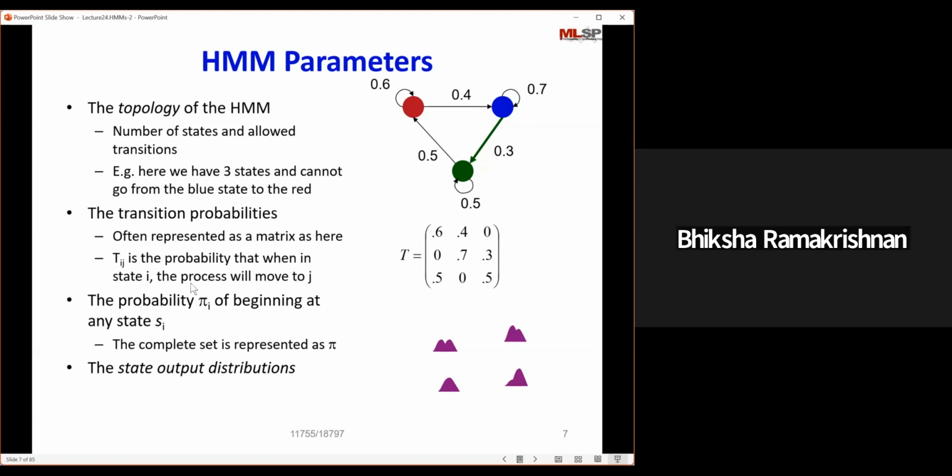There's also a probability, generally represented by the symbol pi, of beginning the entire generation process in any given state Si. And then, of course, you have the state output distributions, one associated with every state.